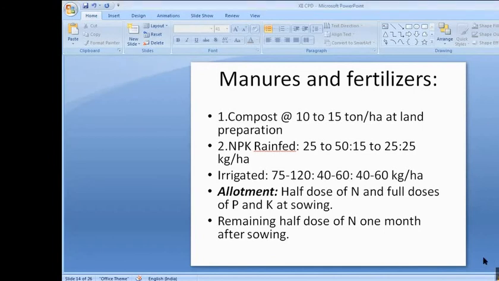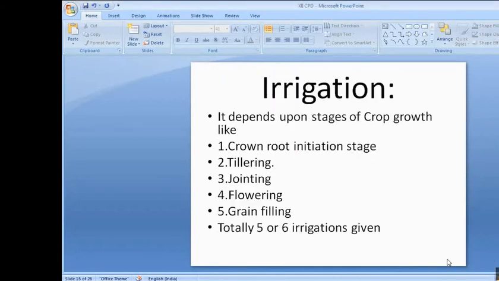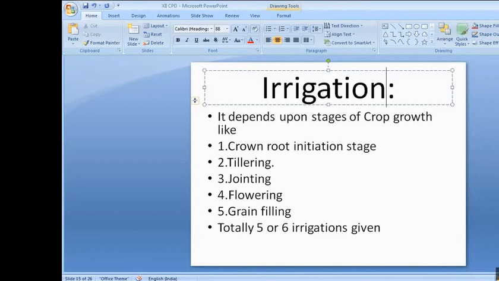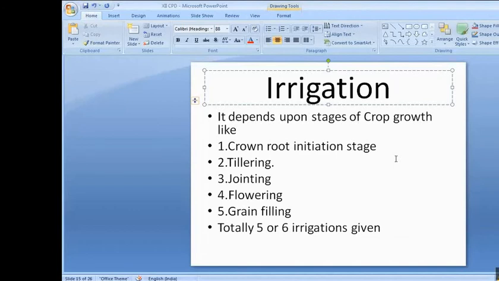Another thing: irrigation. It depends upon different things, growth stages. When irrigation is to be given depends upon growth stages, depends upon kind of soil, depends upon season, depends upon water availability, many things are there. But there are different growth stages.